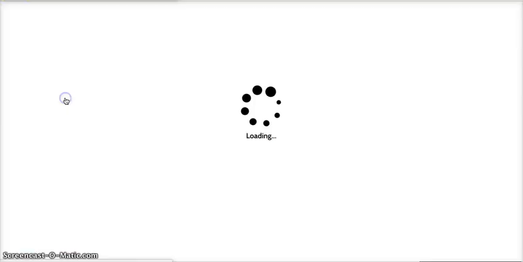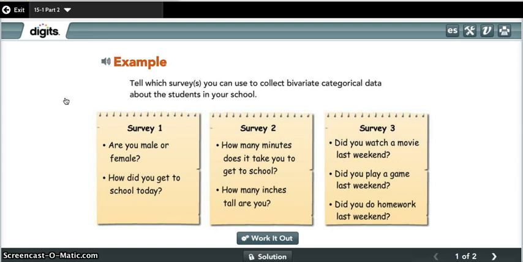All right, so let's jump into our part two. Tell which surveys you can use to collect bivariate categorical data about the students in your school. One would be, are you male or female? And how did you get to school today? So that's category one, that's category two. The second survey would be, how many minutes does it take you to get to school? And then how many inches tall are you?